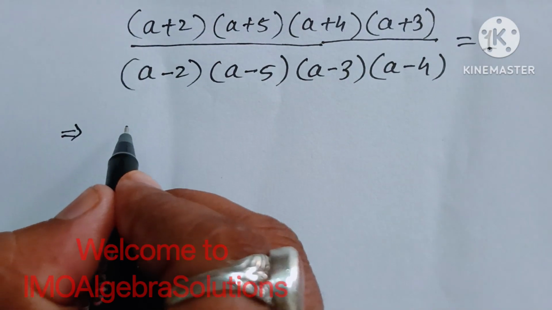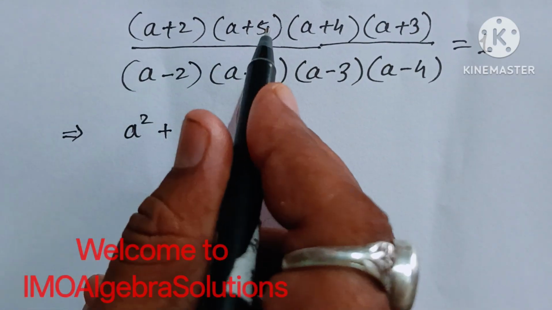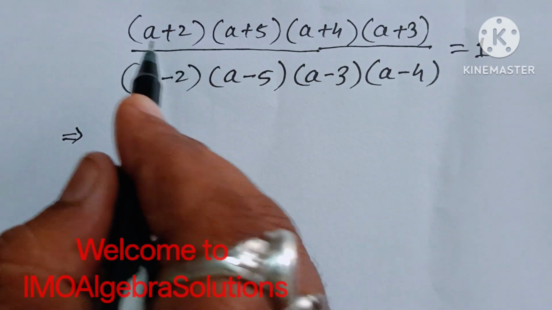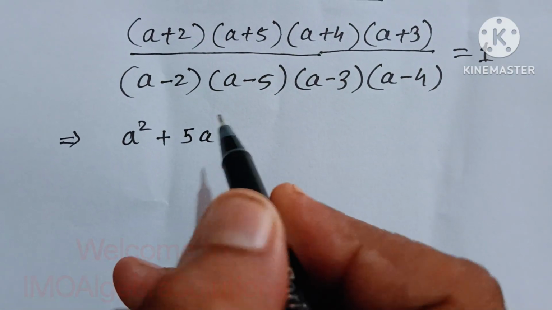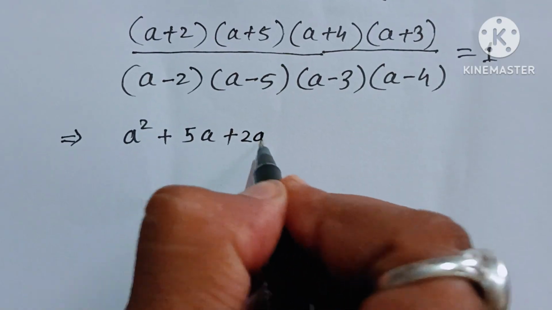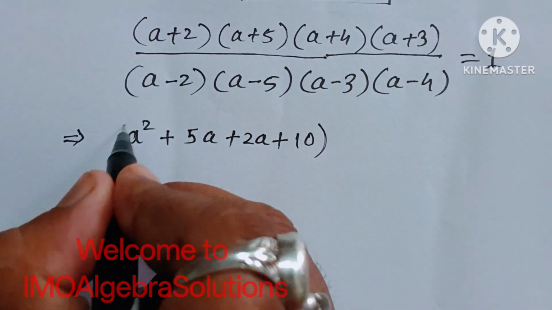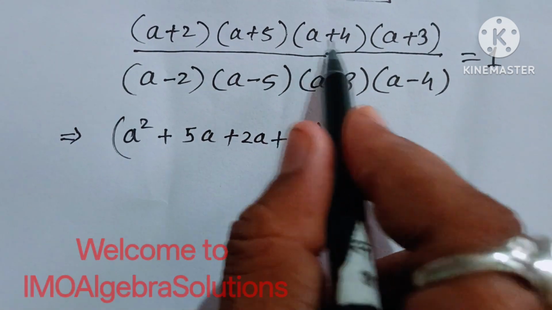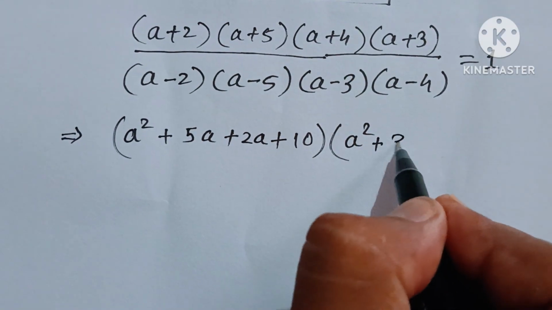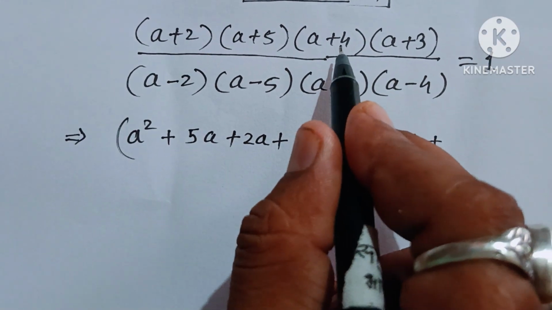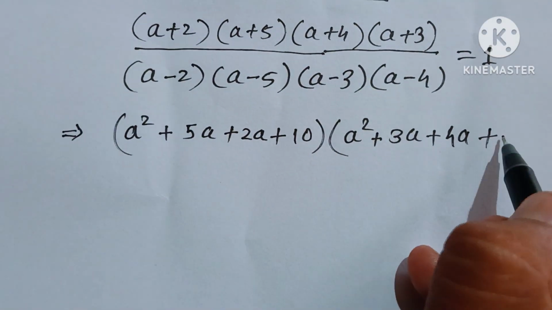Then see here, multiply this to this. a into a square, plus 2 into 5, a into a square, a into 5, that is 5a, plus 2 into a, 2a, plus 2 into 5, 10, bracket complete. In another bracket, a into a square, plus a into 3, 3a, plus 4 into a, 4a, plus 4 multiply 3, 12.